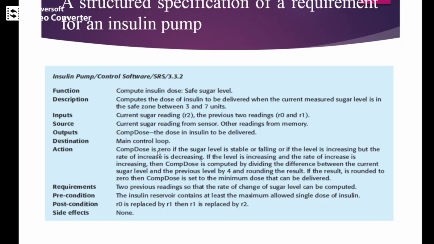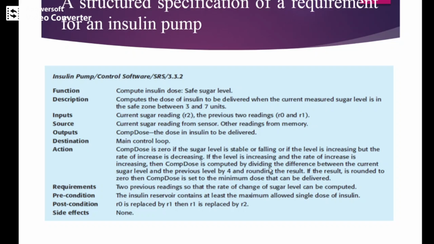CompDose is 0 if the sugar level is stable or falling, or if the level is increasing but the rate of increase is decreasing. If the value of CompDose is 0, there is no need to give the insulin. If the sugar level is stable or falling, or increasing but the rate of increase is decreasing, it's okay. If the level is increasing and the rate of increase is also increasing, then you have to compute the CompDose.